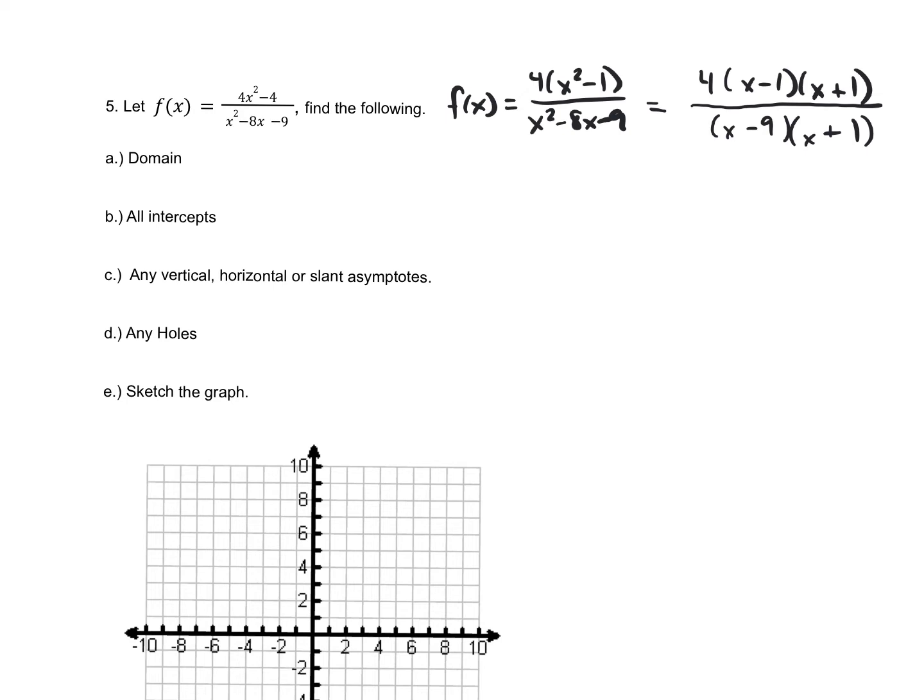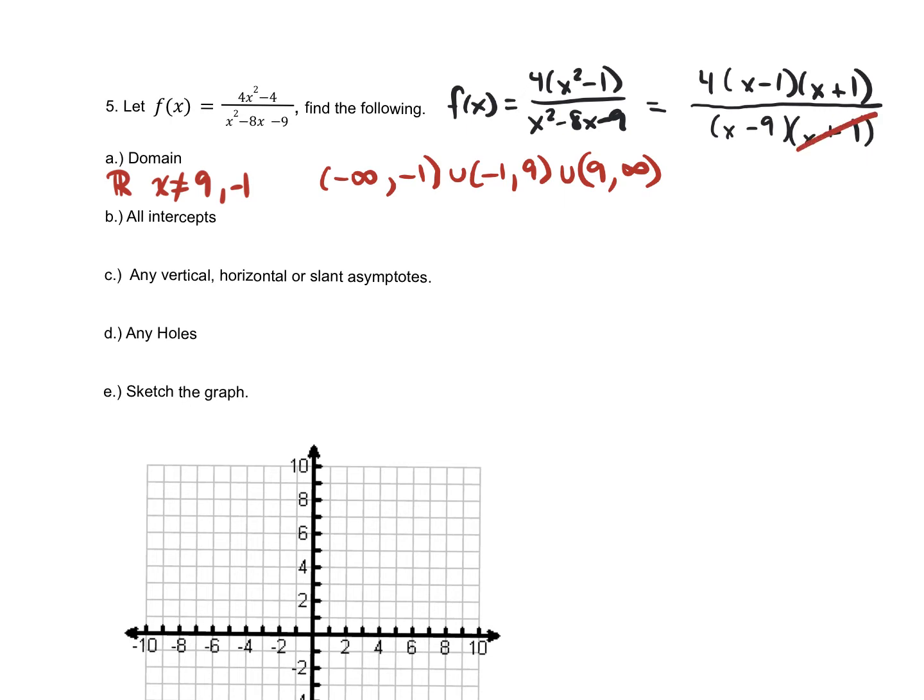Now before I start canceling, which we can see something cancels, I'm going to make sure I do my domain, which is going to exclude the numbers 9 and negative 1, because those are what make the bottom 0. Those are what's going to create my undefined values. So my domain is negative infinity to negative 1, negative 1 to 9, and 9 to infinity. This is the same thing as all reals except for negative 1 and 9, because putting the parentheses on both sides of those numbers is what gives you that.